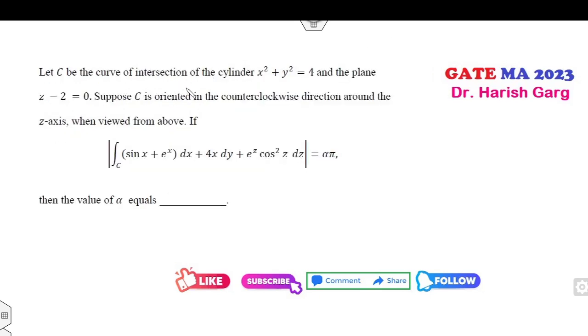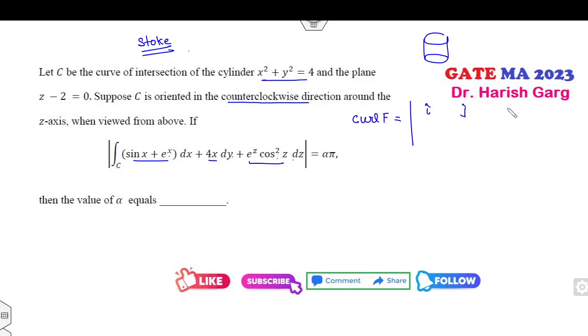Okay, let's see the curve of this cylinder in the plane z is equal to 2. Fine, it is a counterclockwise direction. Now you can see it's 3 dimensional, so you have to apply the Stokes theorem. Clearly say these are my polynomials, exponential, trigonometry, all are continuous. Can you find the curl of the F?